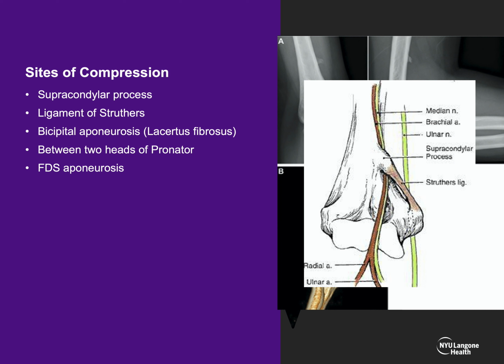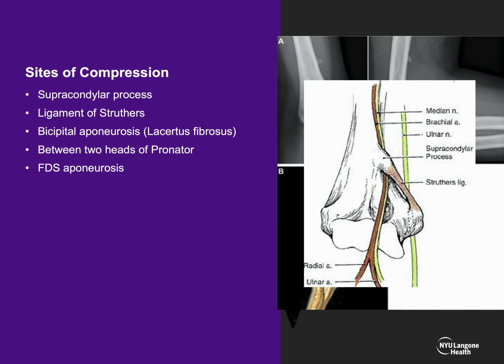Bicipital aponeurosis, lacertus fibrosus, is actually a pretty common point of compression too. So if someone has a very well-developed biceps and the lacertus is tight, especially if someone has a biceps tendon rupture and you repair it down and you tighten it, you pull it down farther, now that lacertus is even tighter and it can be a point of compression.